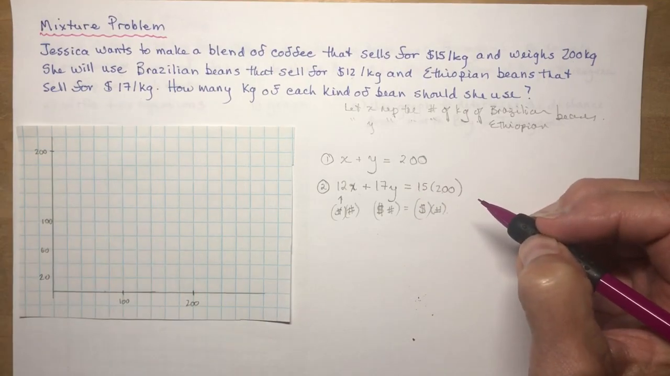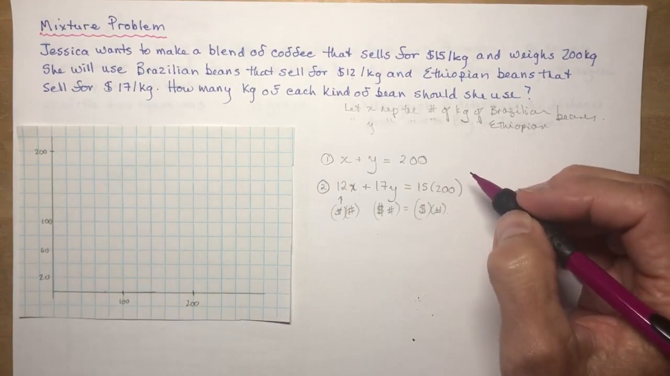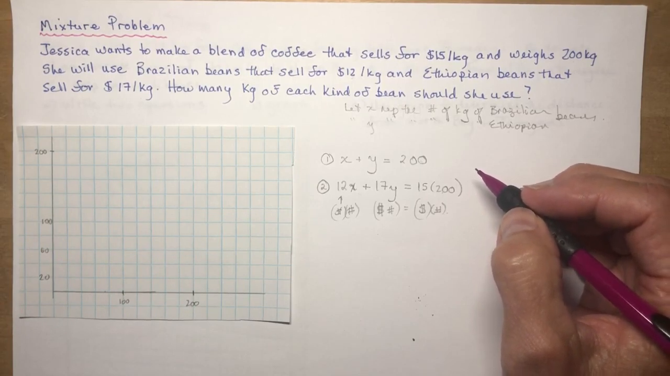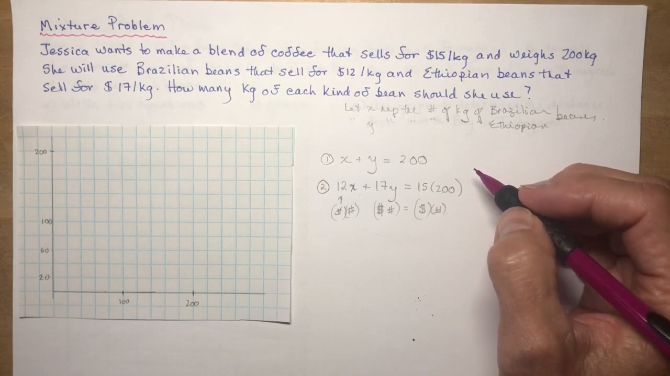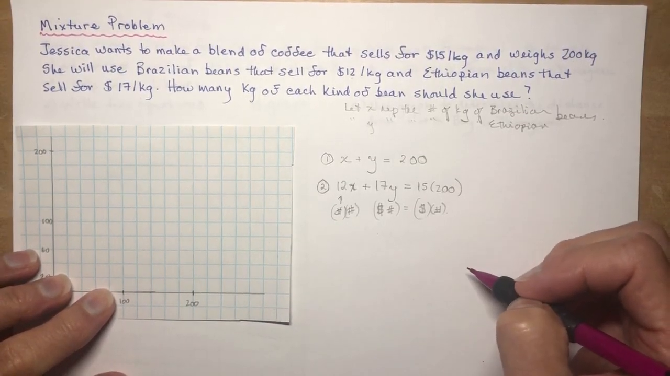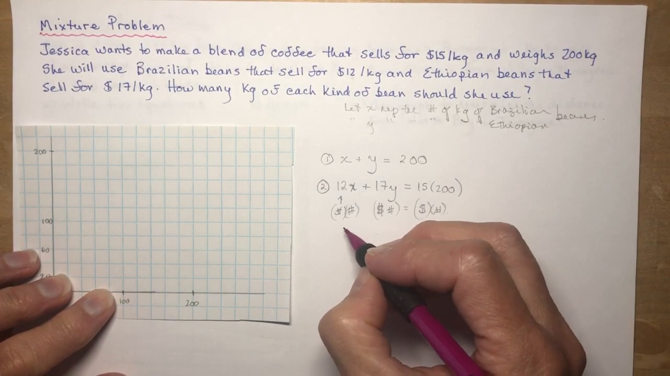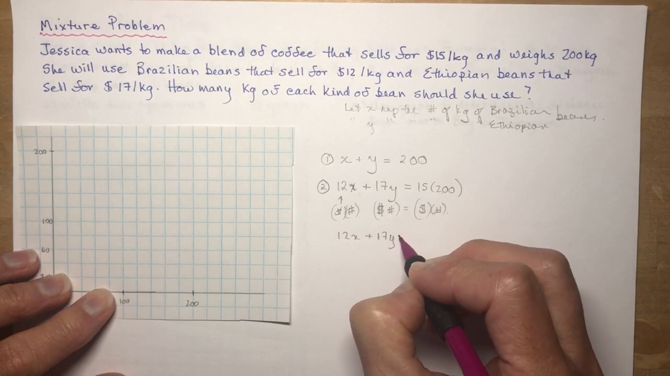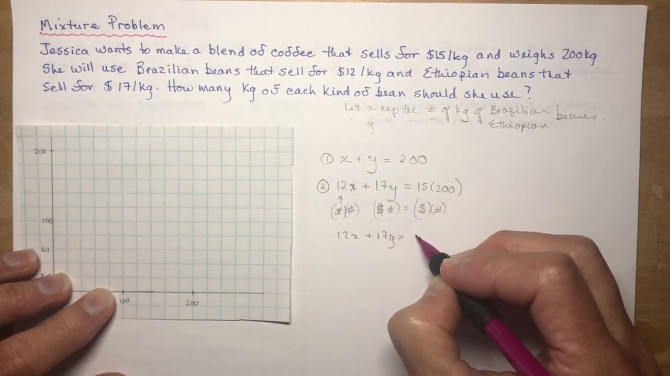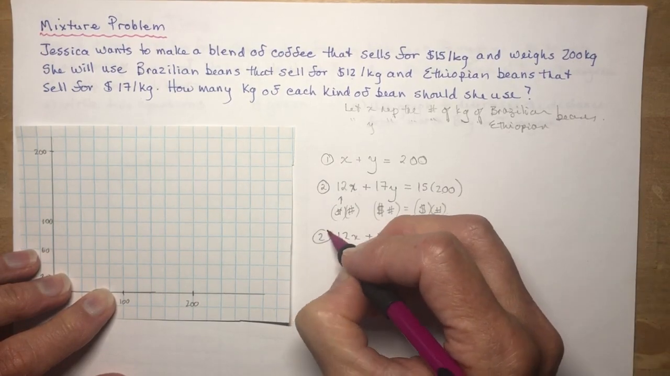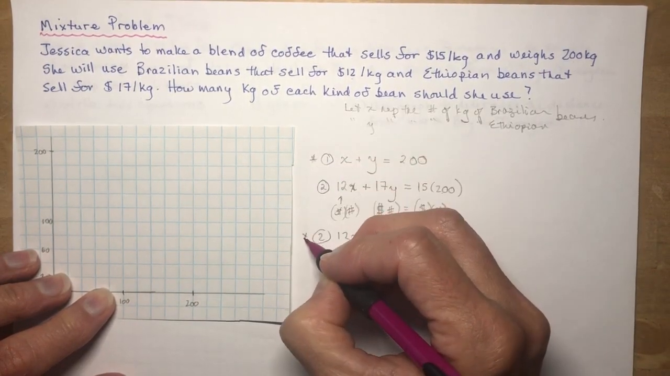In the other question right before this one, if you have the Nelson textbook, they had 1,000 on your graph, because it was 80 times 1250, in case that was a question you got stuck on and are looking at this one to make sense of it. So that means my second equation is going to be 12x plus 17y equals 3,000, right? 15 times 200. So there are my two equations.